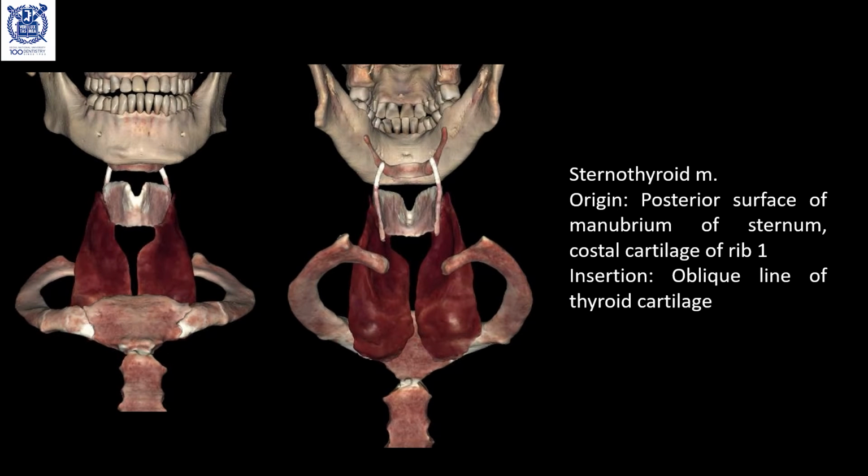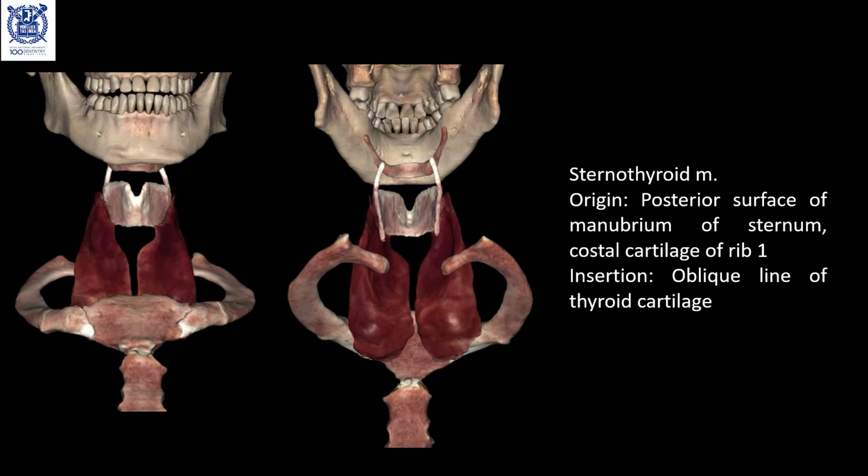Sternothyroid muscle. It is below the sternohyoid muscle, and it is shorter and wider than the sternohyoid. The sternothyroid muscle arises from the posterior surface of the manubrium sterni below the origin of the sternohyoid. It also arises from the edge of the cartilage of the first rib. It is inserted into the oblique line of the lamina of the thyroid cartilage.